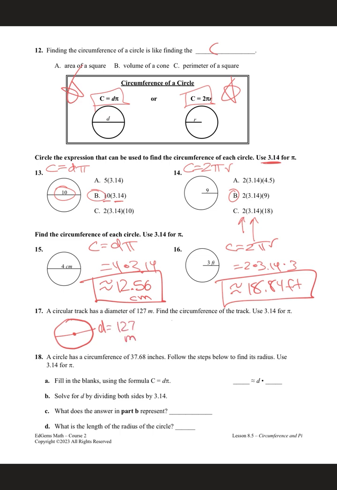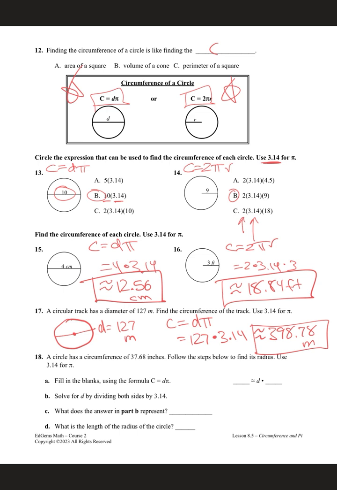To find the circumference, when the diameter is given, I'm going to use a formula. Circumference equals diameter times pi. Let's plug in what we know. We know that the diameter is 127. We know that pi is 3.14, and that's an approximate. So on our calculator, we're going to go 127 times 3.14. My answer is going to be approximately equal to 398 and 78 hundredths, and the unit of measurement is meters. And that's it.